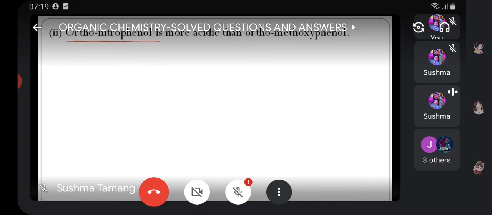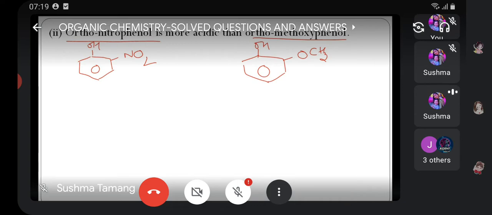Now next, orthonitrophenol is more acidic than orthomethoxyphenol. So draw the structure. Phenol is OH, ortho is this position, here there is NO2, and on the other side there is methoxy, meaning OCH3. So the question is why this is more acidic. This again we have already done. This nitro group is electron withdrawing in nature.